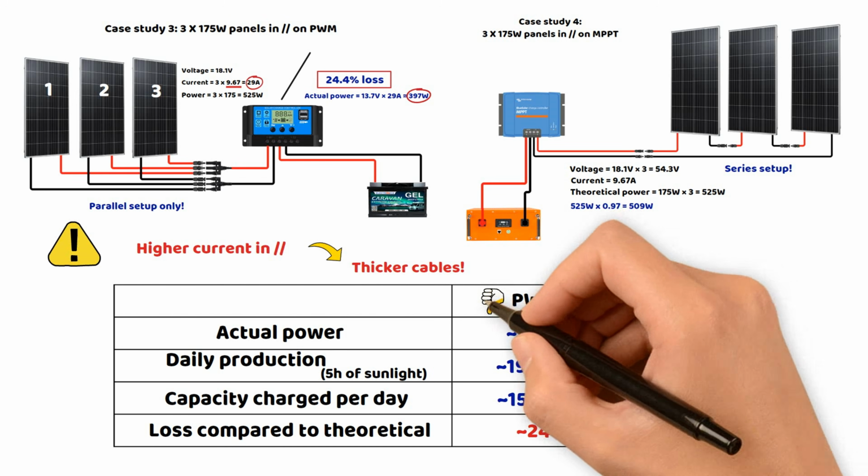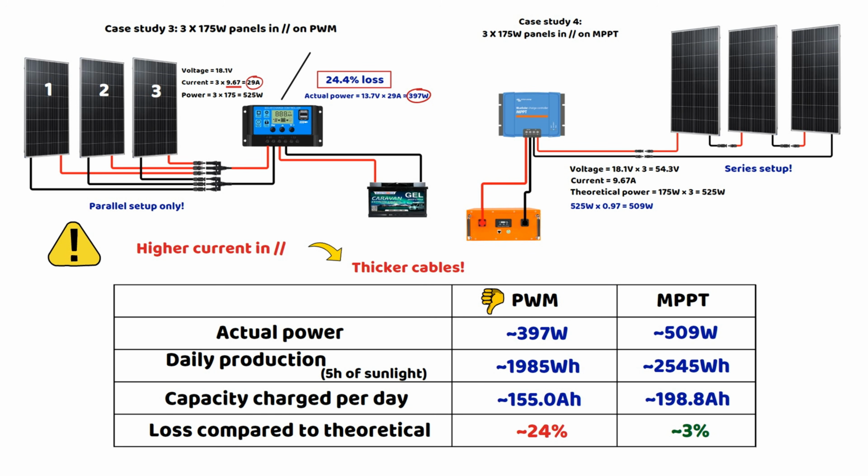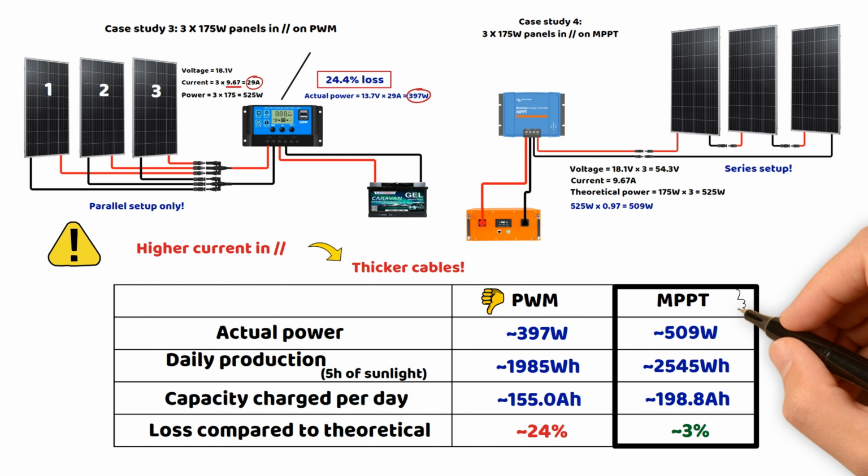In summary, the PWM is simple and affordable, but it significantly limits the system's efficiency and scalability. Therefore, an MPPT controller is better suited to maximize production and optimize charging, especially when using multiple panels.